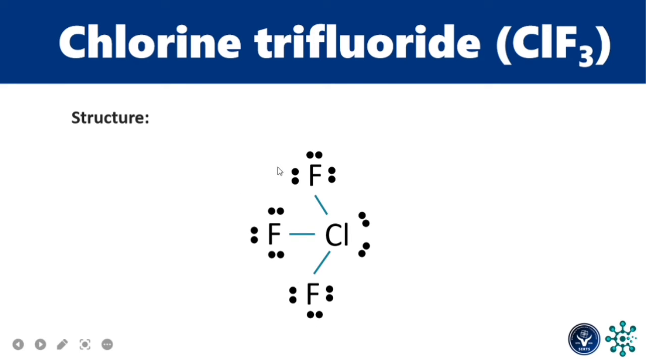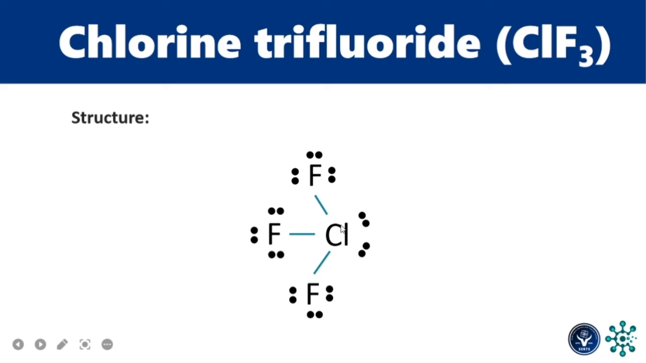Let's check: 2, 4, 6, 8, 10. We have discussed that there are exceptions. This exception falls under expanded octet because the central atom, which is chlorine, has more than 8 valence electrons, and it is alright and it is possible.